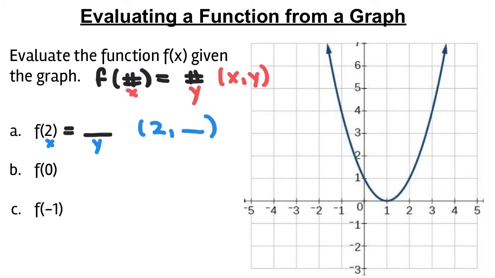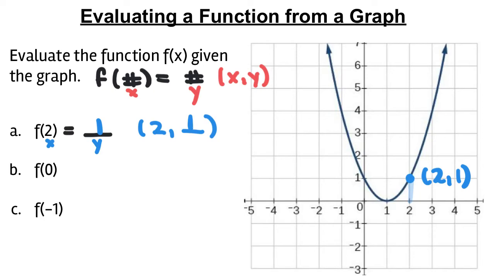Now if I look at where I have 2 on the x-axis, if I go up, there's a point on the graph right here at 2, 1. So this means that there's a point at 2, 1. So f of 2 is equal to 1.